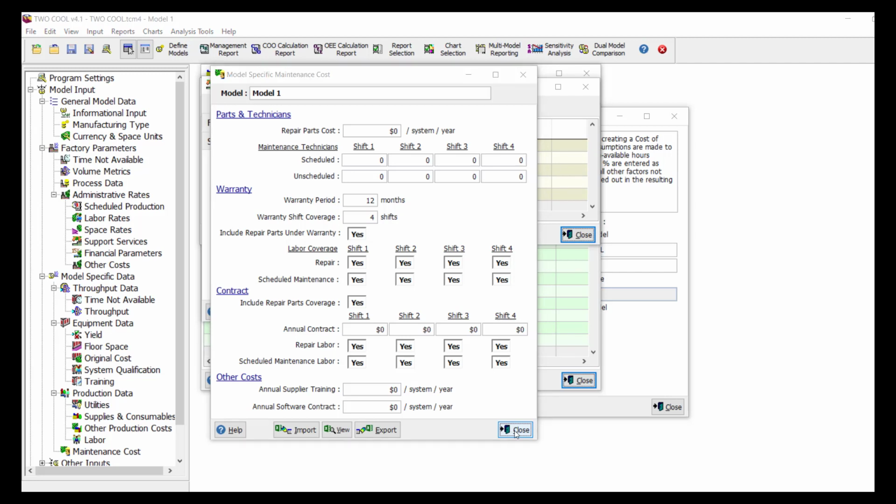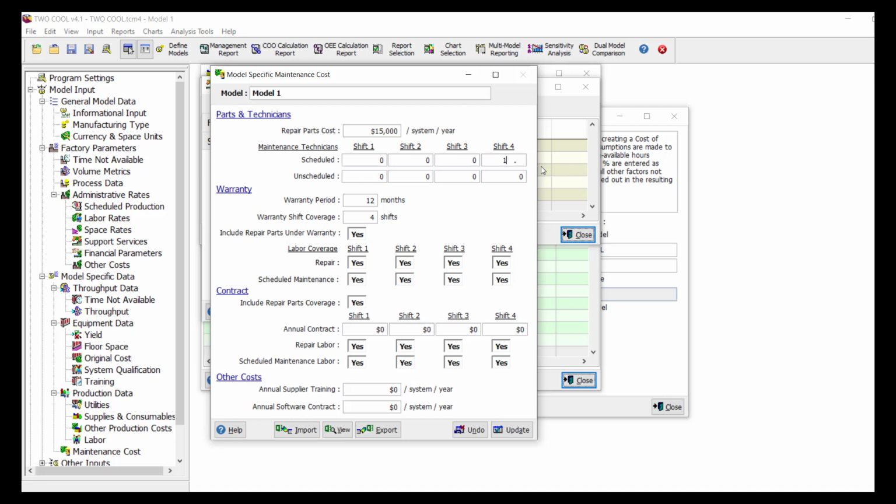Let's make some changes to the maintenance inputs. These can be used to determine if a service contract is more cost-effective than doing in-house service, or, for suppliers, a quantitative way to set service contract pricing. First, let's add repair parts costs. TooCool will determine if this cost is used depending on the warranty and service contract conditions.